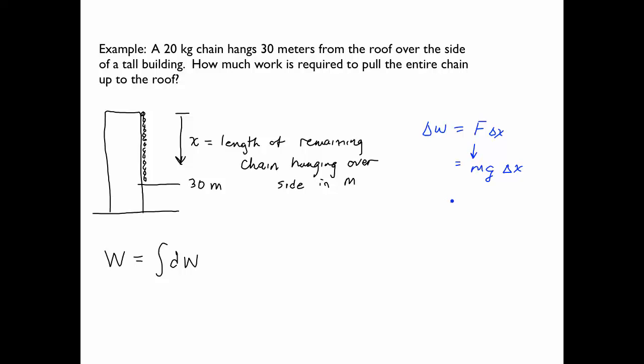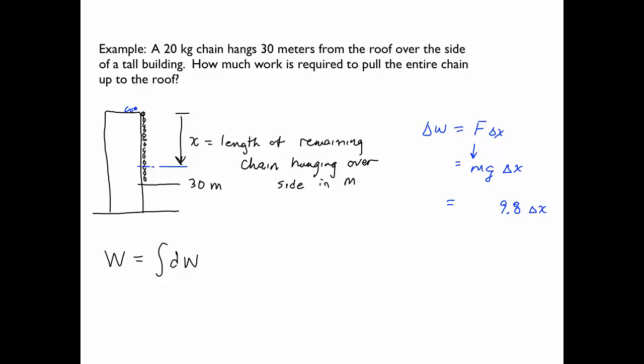Okay, so is the mass 20? Our g is 9.8. Or maybe I should ask this: why do I not just put 20 in here? Because this is the mass for x meters of chain. It's not the whole mass. We need the mass for any current value of x, right? For any current value of x here.